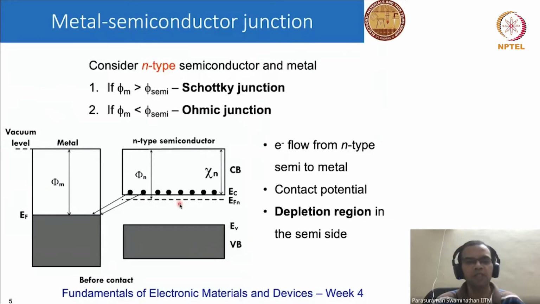So when we form a junction, we apply the same rules as before, that the Fermi levels must line up. Electrons in the N-type semiconductor, which are at a higher energy level, will tend to go and occupy all of the empty states in the metal. So electrons flow from the semiconductor to the metal. This means there is a contact potential. So remember, when electrons flow, this side is positive, this side is negative. There is a contact potential, and there is also a depletion region in the semiconductor side.